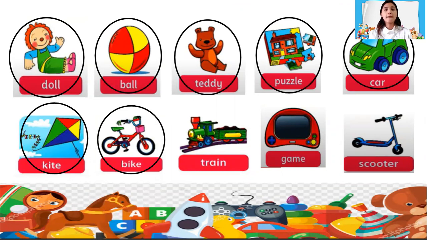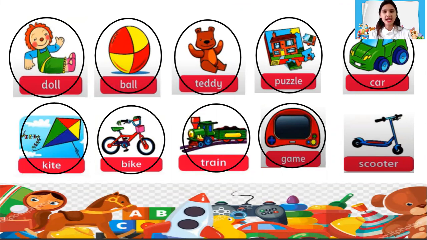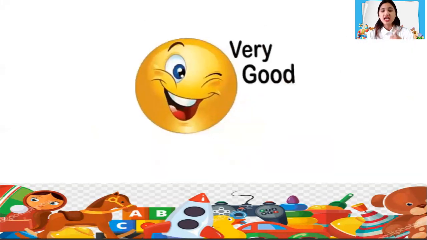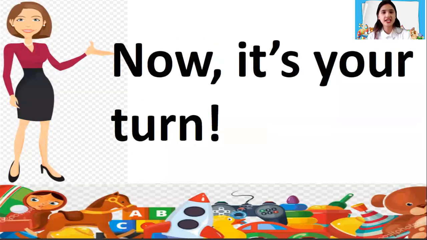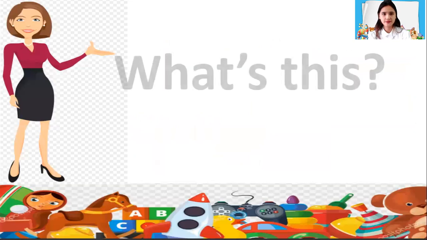Bike. One more. Bike. Next. Train. One more. Train. Next. Game. One more time. Game. The last. Scooter. One more. Scooter. Okay. Very good. Good job, kids. Now, it's your turn. Please say what this is.